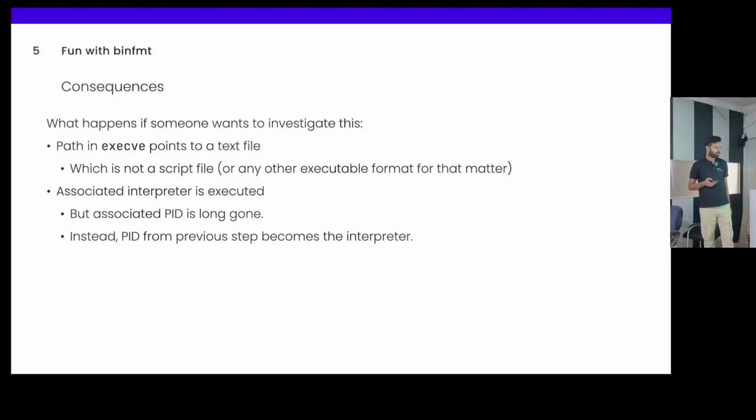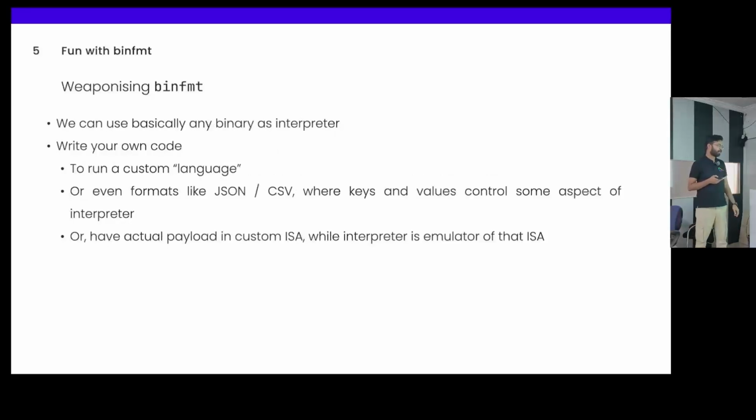Now this part we already covered. For investigation, the path is pointing to plain text. The original PID is basically gone. And for weaponization, we can do pretty much anything inside the interpreter. We can make it execute basically anything: a JSON, CSV, image, PDF, office files, audio, video, whatever. Or we can show some sort of CPU emulator and write the rest of the payload for that custom emulator, and then use binfmt to start executing that.